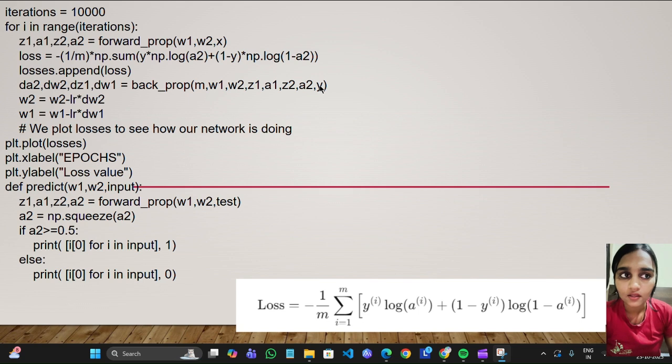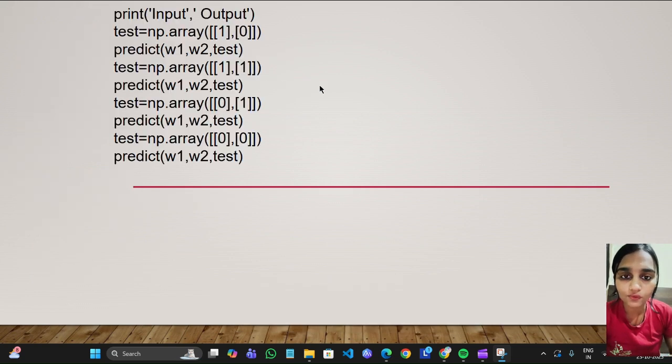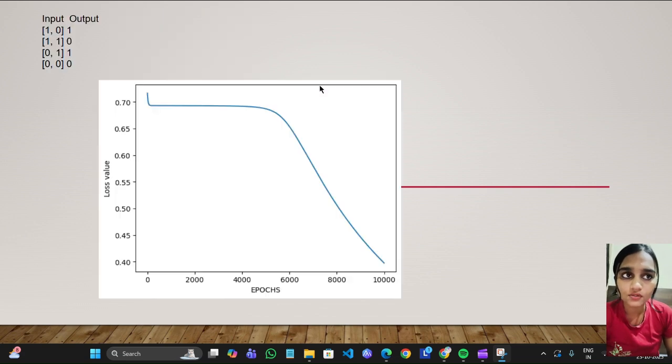Execution and results. After training, we test the model with all 4 XOR input combinations. The program prints 1 0 equals 1, 1 1 equals 0, 0 1 gives 1, 0 0 gives 0. These are exactly the correct outputs for XOR. This proves that the MLP successfully learned the nonlinear relationship between the inputs and outputs.